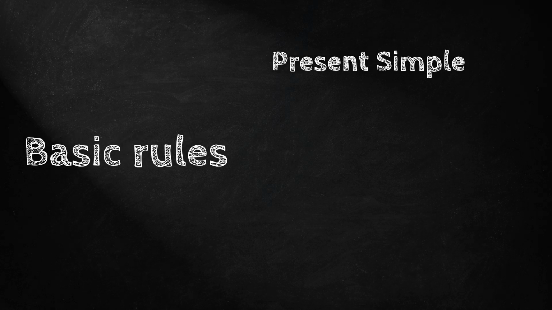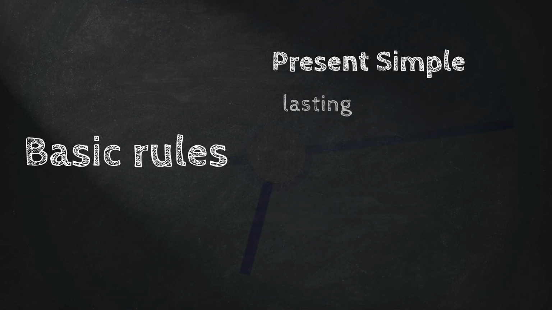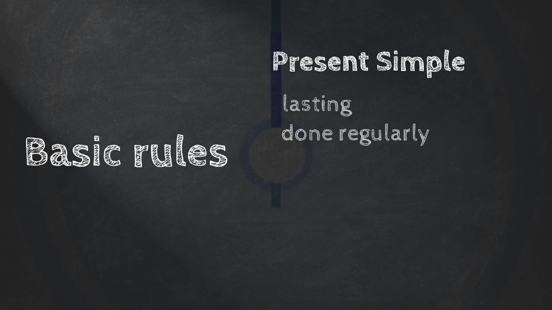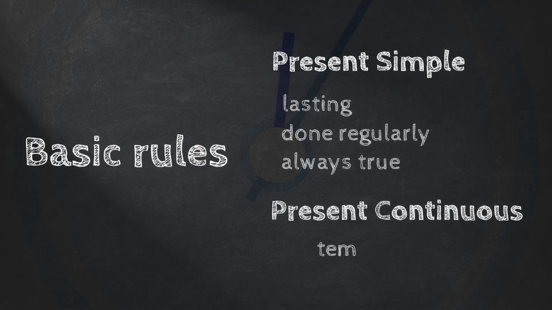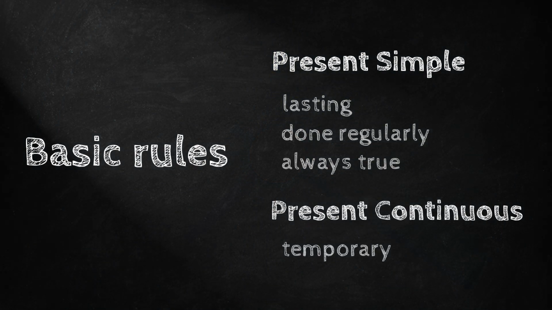Let us begin by recapping the function of the present simple. It is used for actions that are lasting, done regularly, or always true. In comparison, the present continuous is used for temporary actions.